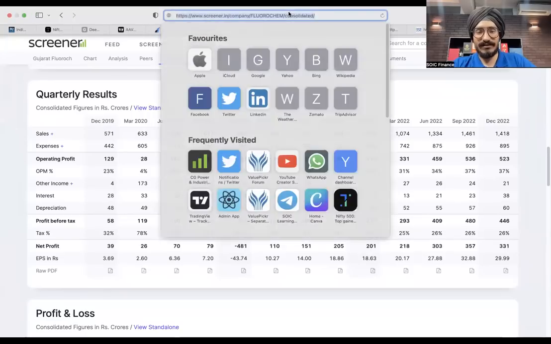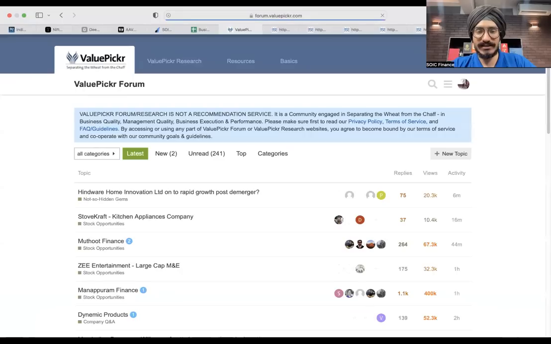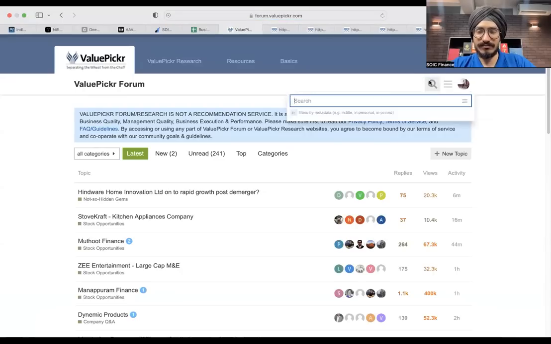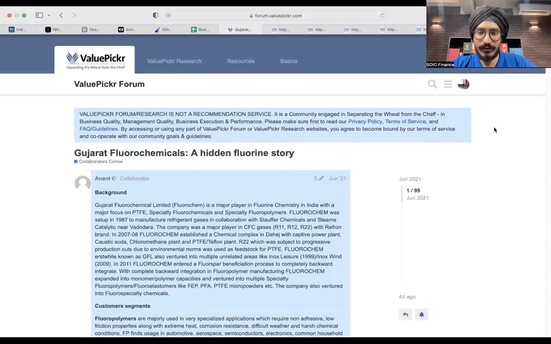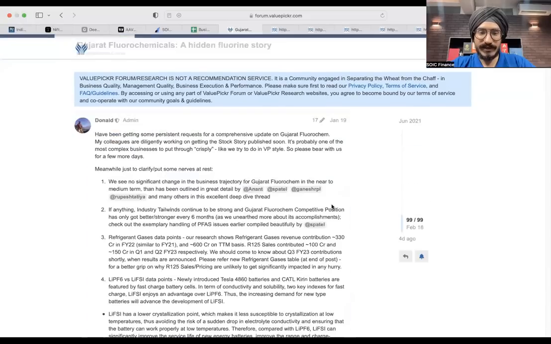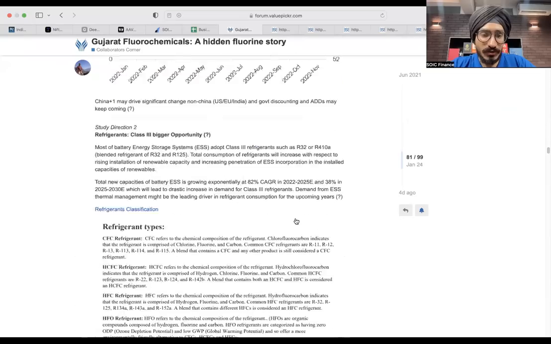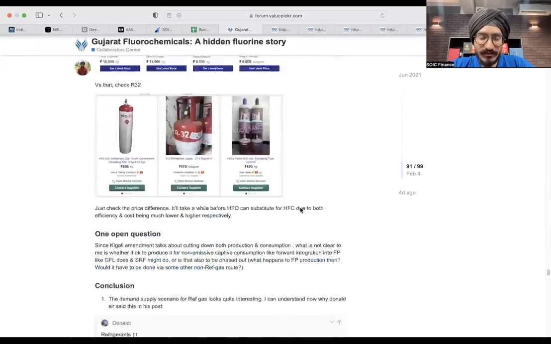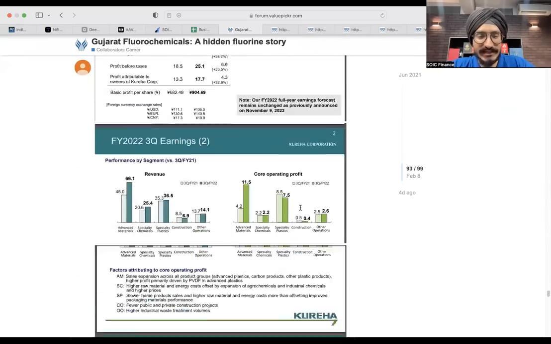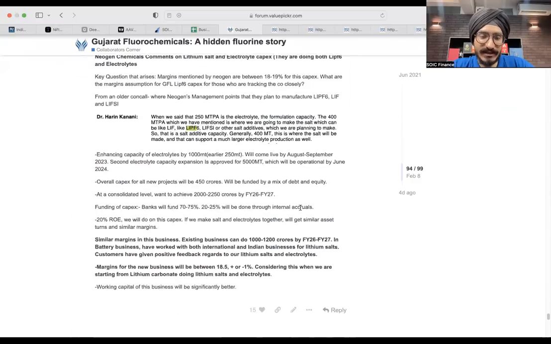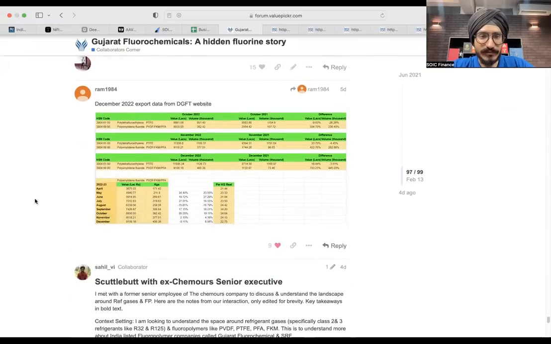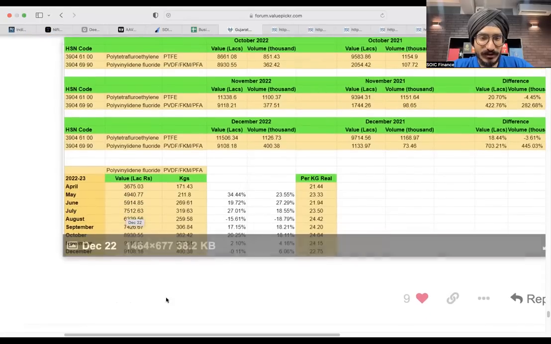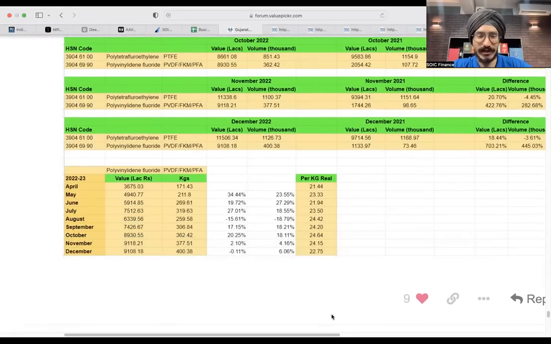So if we come to the value picker, if you just look at this, someone actually went to the Ministry of Commerce website and checked the entire export data. Just look at this, right? I'll actually show this to you. The export and capacities of the new age fluoropolymers, where it is going and what is happening over here and why. This is the reason why I think the thesis is to stay fully invested for now, but I know what the risk is. Just look at this. Ram has been doing good work and he has posted the export data of the new age fluoropolymer business. Just look at it.